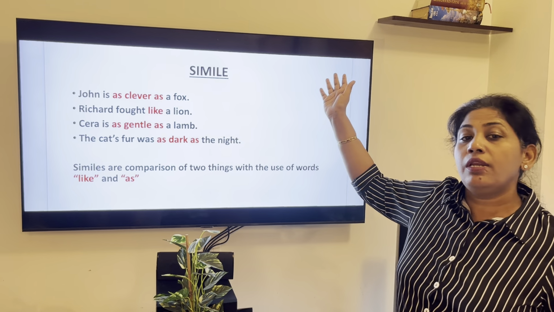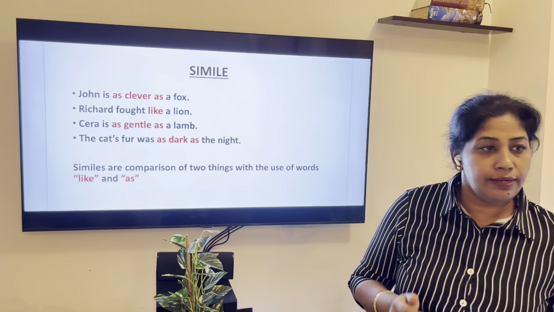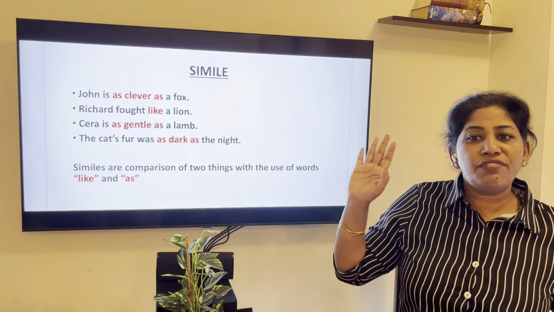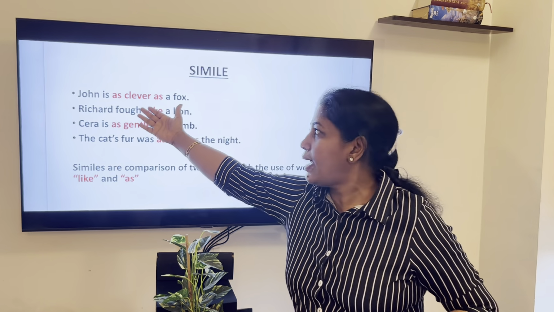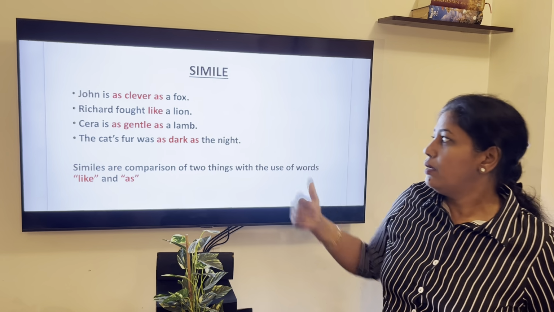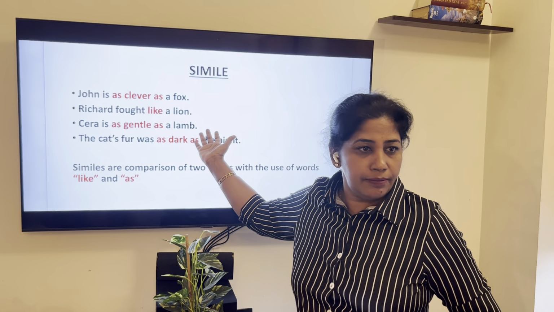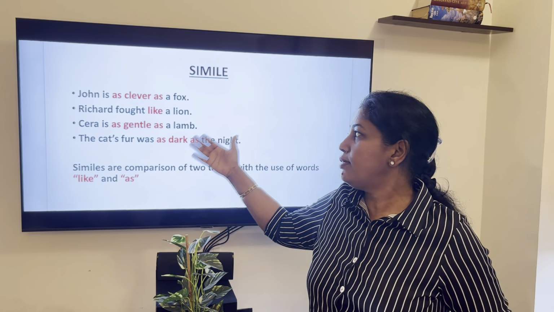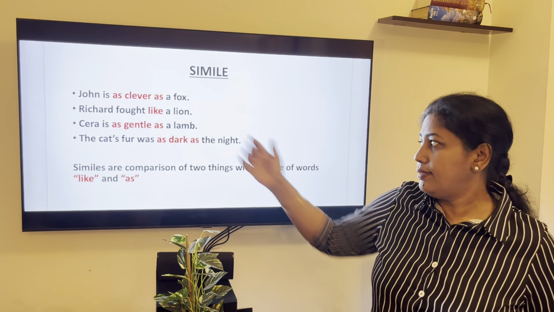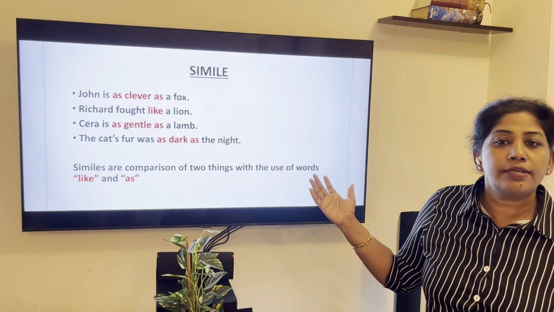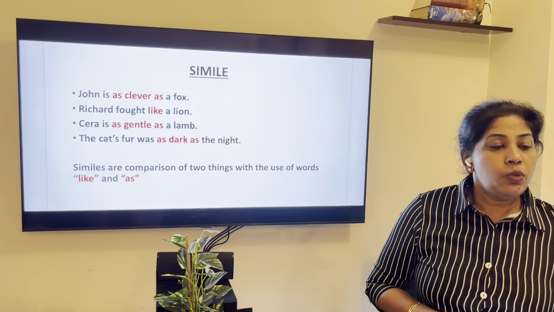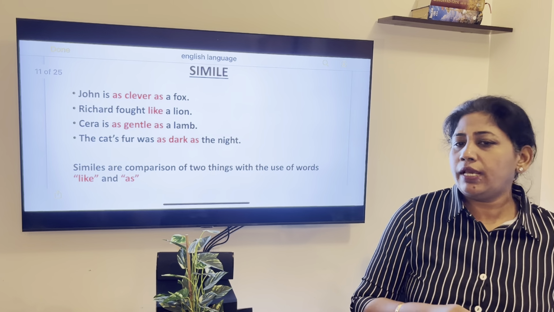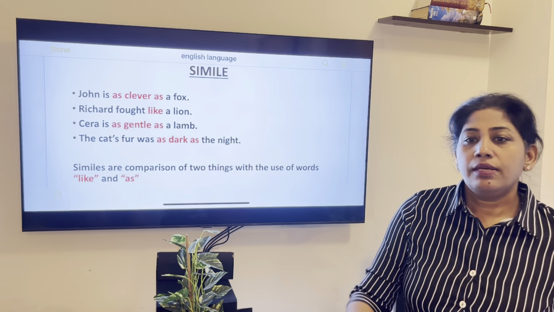So the sentences we read earlier, let's go through them once again. John is as clever as a fox. Is there a use of as or like in this? Yes, as clever as a fox. Richard fought like a lion. So the word like is used here. Sarah is as gentle as a lamb. As. The cat's fur is as dark as the night. So clear? We are clear about the similes? Now let's see if we can give two examples of similes. Quickly we'll take two examples. Okay? Yeah.